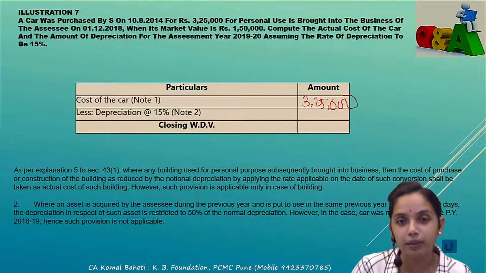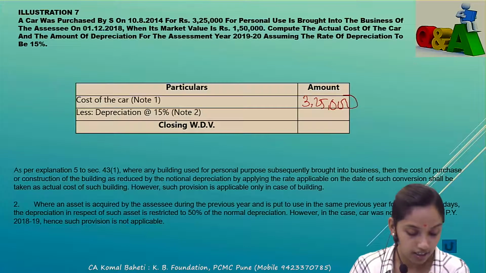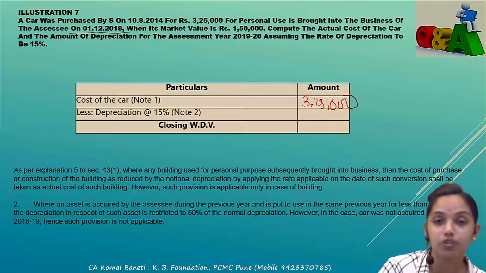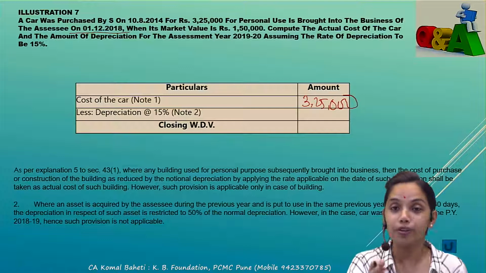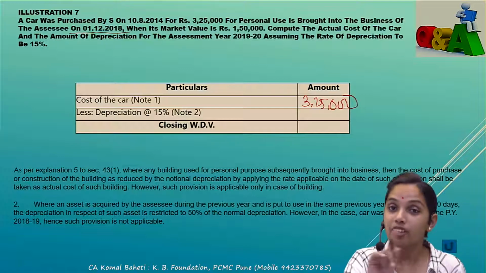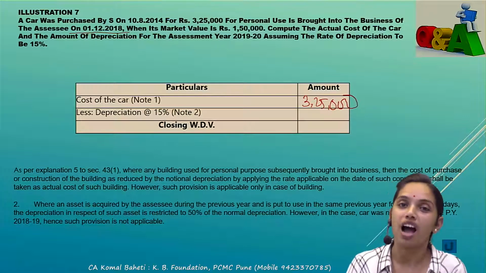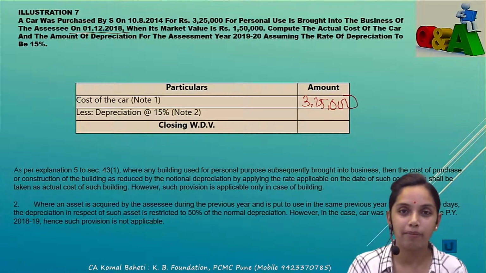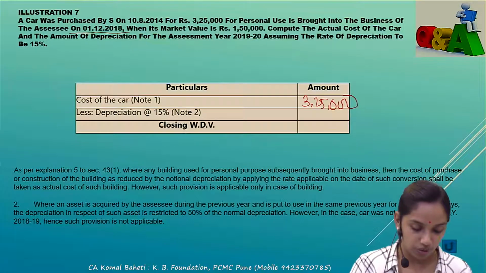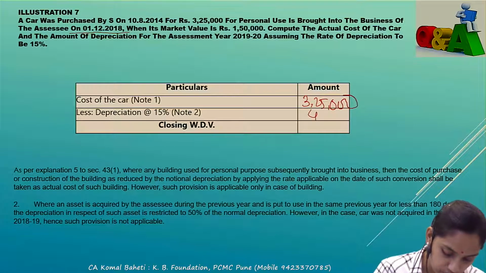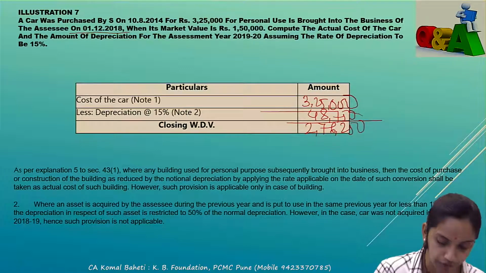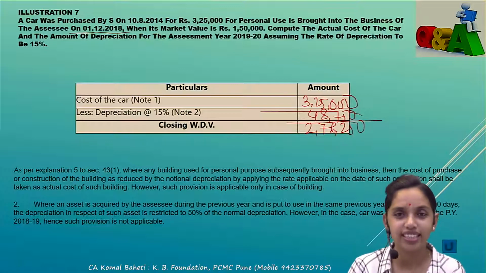Whether you will get the 15% or half of the 15%. Look, the asset has been put to use on the 1st of December 2018, so less than 180 days, but it was not purchased during the year. So one of the conditions has not been satisfied, and half of the prescribed rate won't be applicable. You will get the depreciation at the full rate, that is 15%. So the depreciation amount would be 48,750. Ultimately, your WDV would be 2,76,250. Are you clear with it? It was very easy.